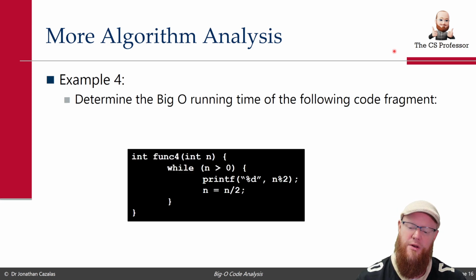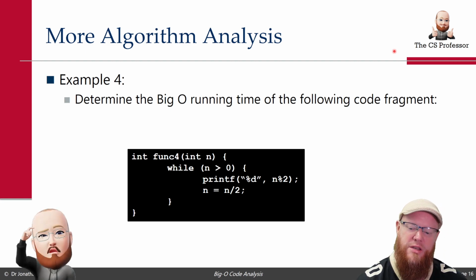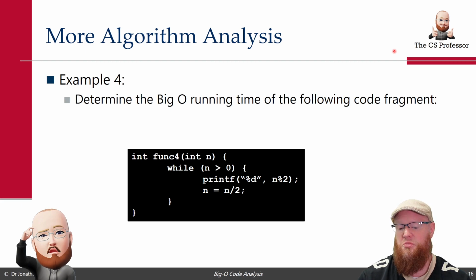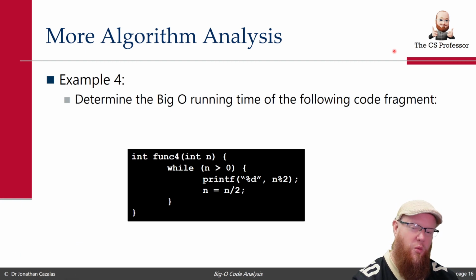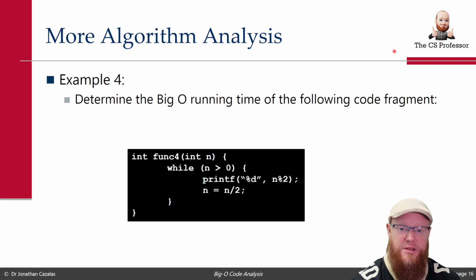Ask yourself, what really is the running time on this particular method? We have a while loop. That while loop keeps looping as long as n is greater or equal to 0. What happens at every iteration of that loop? Pause the video and try to think about what actually is going to be the running time here.